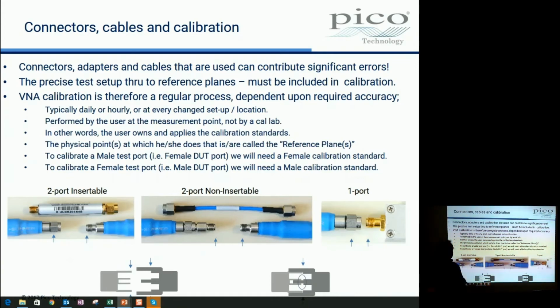Right, so connectors, adapters, cables that we use are all going to contribute significant errors in their own right. The precise test setup through to the reference planes, remember we were putting reference plane markers on all of these things earlier, that precise setup must be included in the calibration. VNA calibration is therefore a regular process dependent upon required accuracy. It can be typically daily or hourly, or at every change of setup and location.